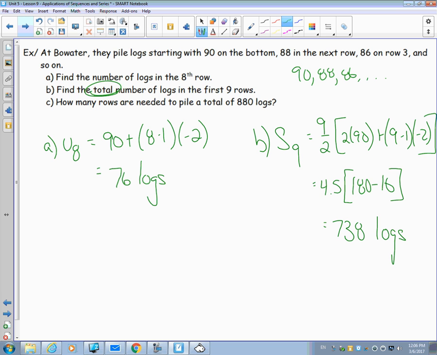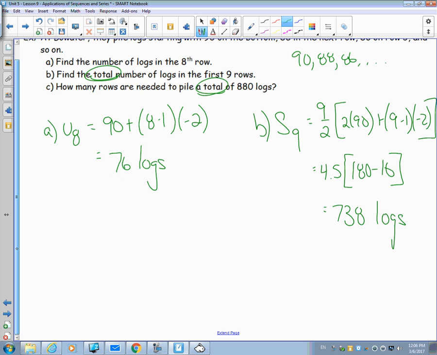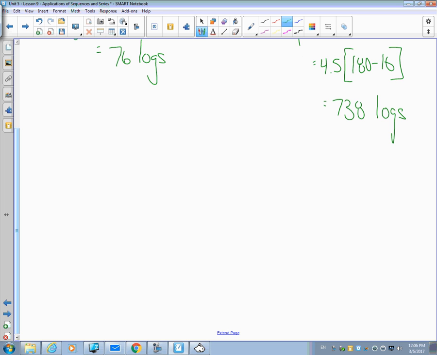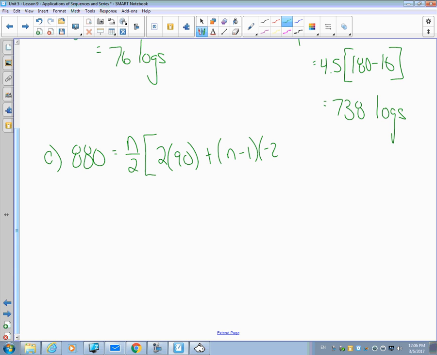That was quick. Part C. How many rows are needed to pile a total of 880? Oh, I see the word total again. But this time, they're telling us the total. We've never done that yet. So I need it to come out to 880. I don't know how many rows there are. I know the first term was 90, but I don't know how many rows there are. I know the difference is negative 2. So I'm going to have to approach this in a different way. I'm going to have to solve this.